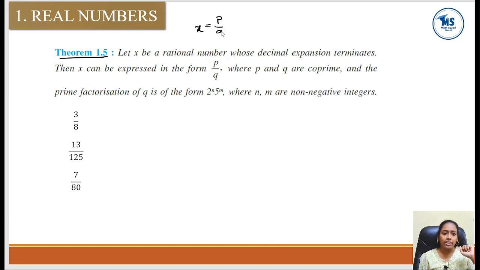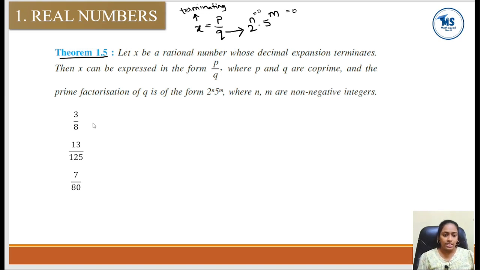What they are saying is, suppose my rational number is x, then I can write x in the form of p by q. If the decimal expansion of my rational number is terminating, then the denominator q will be in the form of 2 power n 5 power m, where n and m are non-negative integers. They can be 0 also. Sometimes n can be 0, sometimes m can be 0. So if x is terminating, then q will be in the form of 2 power n into 5 power m, right?